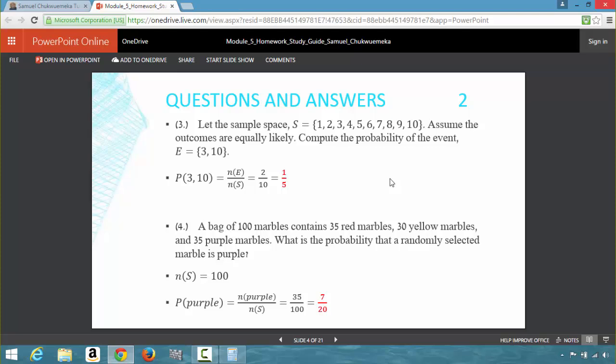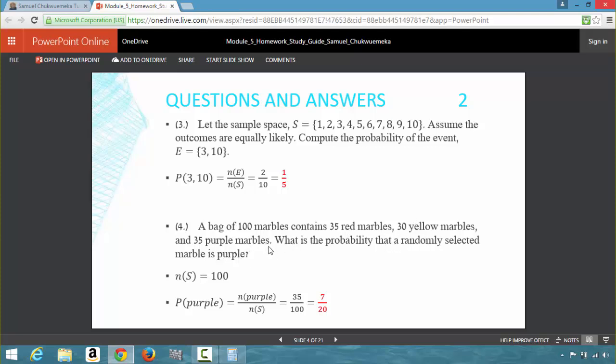Question 4. A bag of 100 marbles contains 35 red marbles, 30 yellow marbles, and 35 purple marbles. What is the probability that a randomly selected marble is purple? So the event will be what?